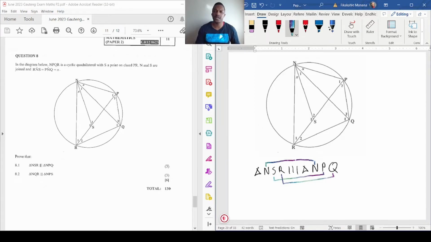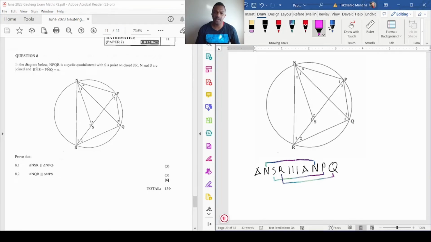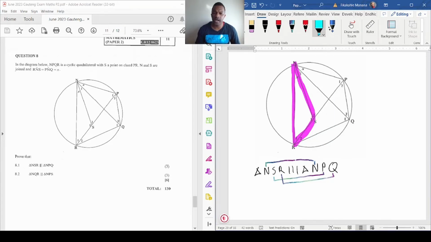Now, secondly, I like to highlight the triangles that I'm working with. Let me start with this one, NSR. So it's this triangle. Let me just complete it. There we go. And then the other triangle, which I will highlight, is NPQ. It's that triangle. So these are the two triangles that I'm working with.